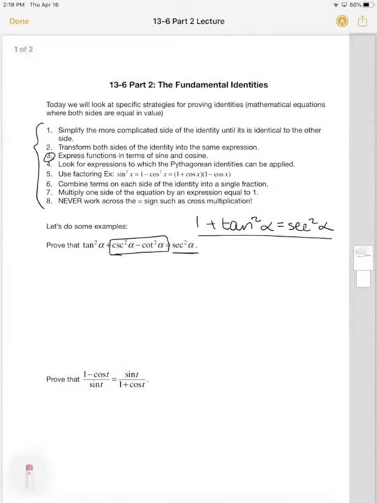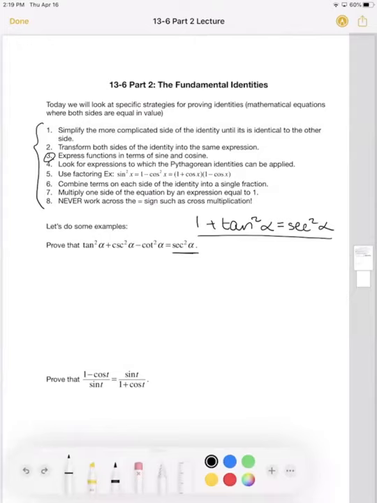So I'm going to go ahead and erase this part, and we're going to leave the tangent squared alpha alone, because our goal here is to get these second two terms to combine to equal 1.